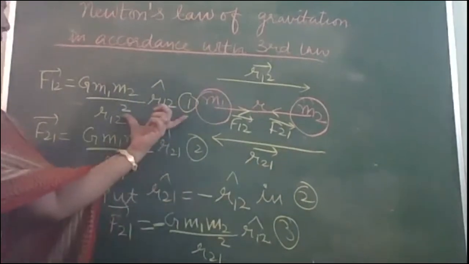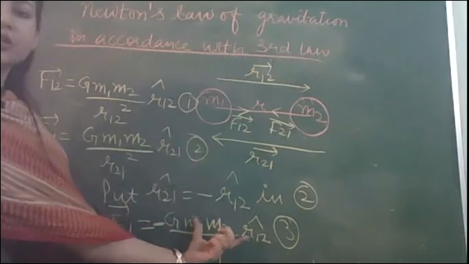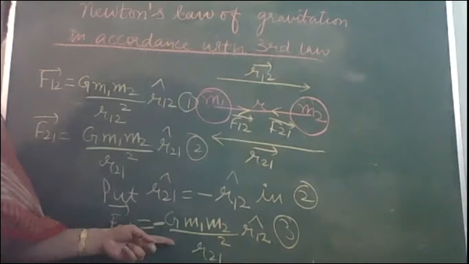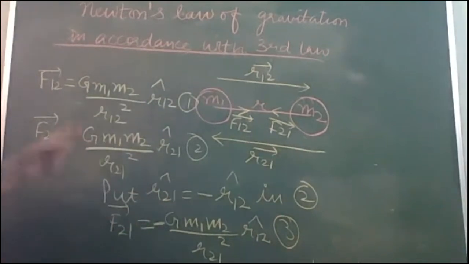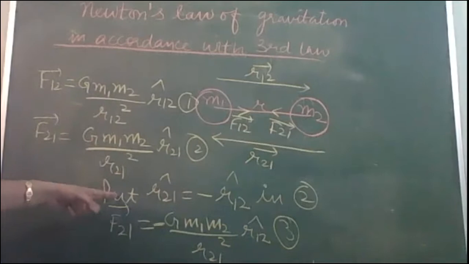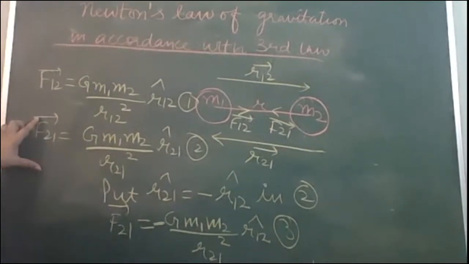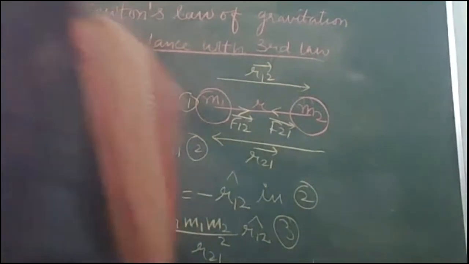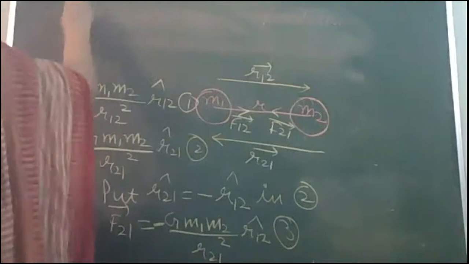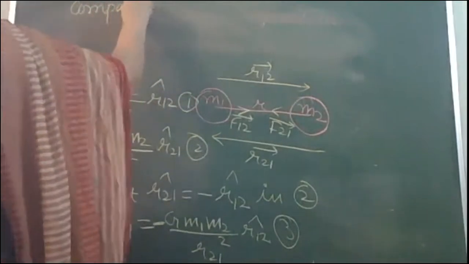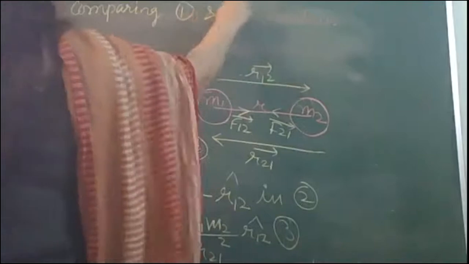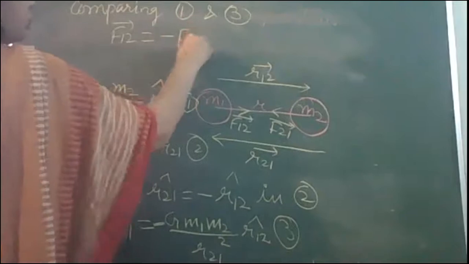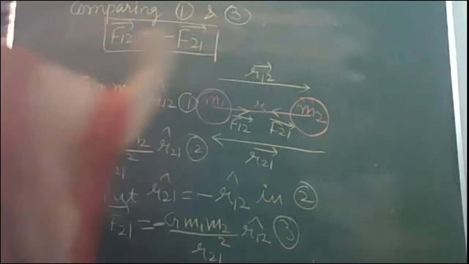That means we have the right hand side of first and third equation exactly same except for a negative sign. There is a difference of only negative sign. So we will say that comparing equation number 1 and 3, F12 is minus F21. Okay, F12 is minus F21. So comparing 1 and 3, we see F12 vector is minus F21 vector, which is Newton's third law.